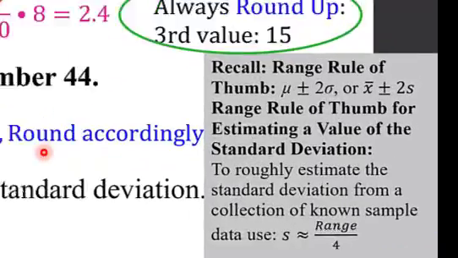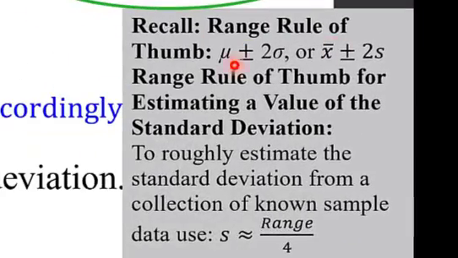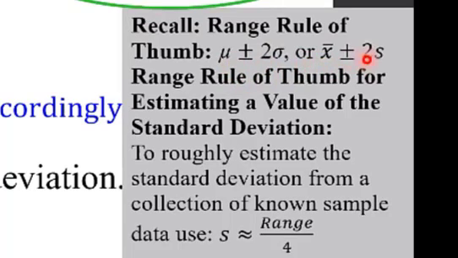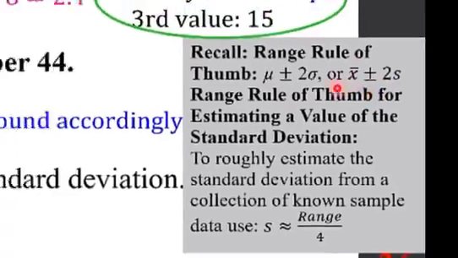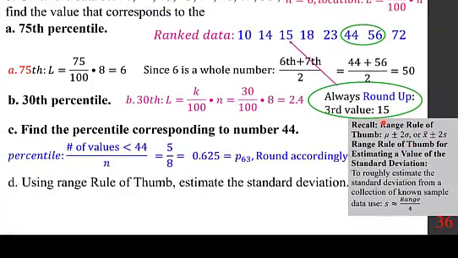I hope you remember when we did the range rule of thumb, we said mu plus minus 2 sigma or x bar plus minus 2s. So what does it mean? If you start from the mean and you go 2 standard deviations on each side, you cover about 95% of the data, which is normally good for everybody. And therefore, the whole range should be about 4 times the standard deviation.